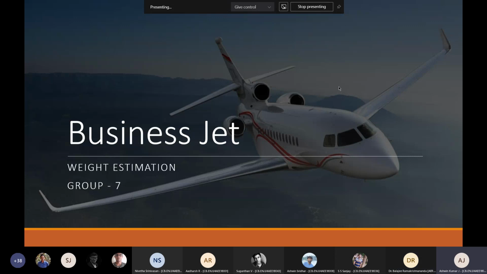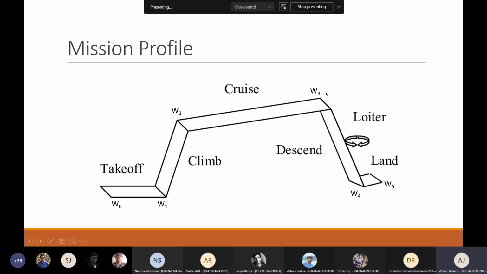Good morning, everyone. I'm here on behalf of Group 7 to explain the weight estimation we did on the business jet we were given. First, the mission profile. It's a simple mission profile consisting of takeoff, climb, and so on. Yes, sir. I'll go fast, sir.